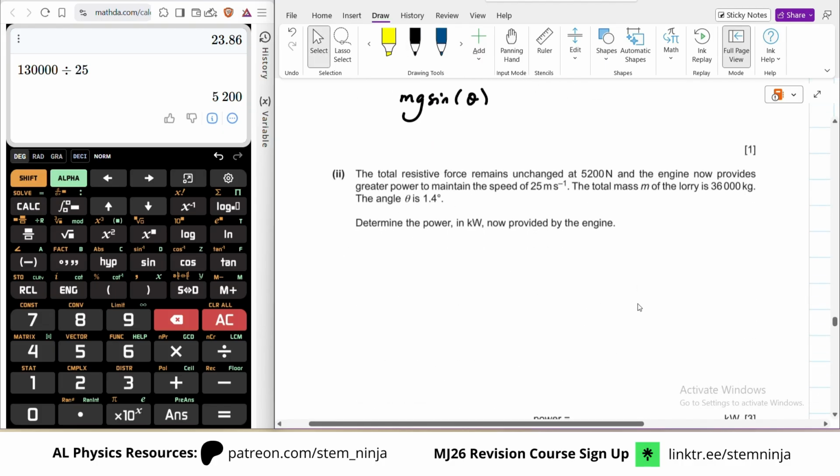The total resistive force remains unchanged at 5,200 newtons, and the engine now provides greater power to maintain a speed of 25 meters per second. The total mass m of the lorry is 36,000 kg. The angle theta is 1.4 degrees. Determine the power in kilowatts now provided by the engine.